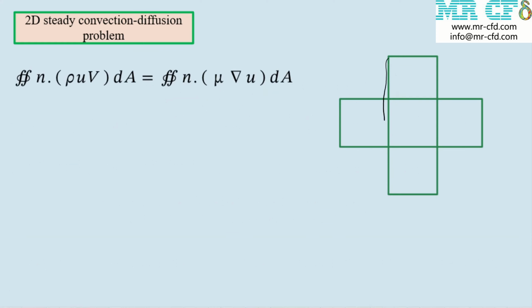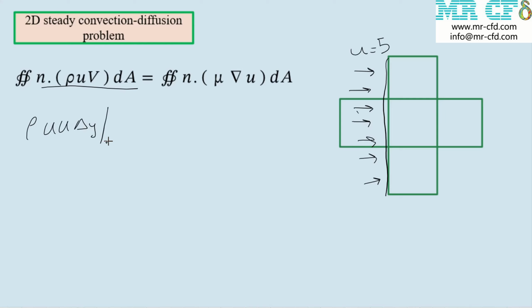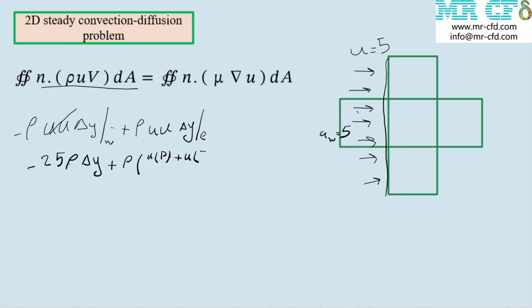Now, what about the first cells near the inlet boundary condition? In these cells, the velocity at the west face is constant, 5 meters per second. For example, if we discretize the left-hand side term, minus rho u u delta y in the west face plus rho u to the power of 2 delta y in the east side. In the west face, the velocity is 5 meters per second. U to the power 2 will become 25. Minus 25 rho delta y plus rho times (u_P plus u_E) divided by 2, to the power of 2, delta y.